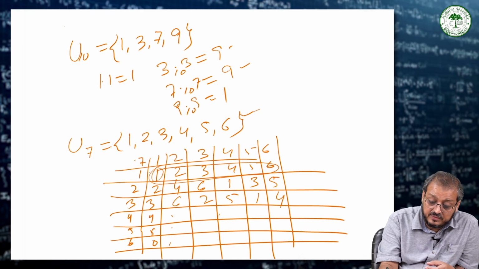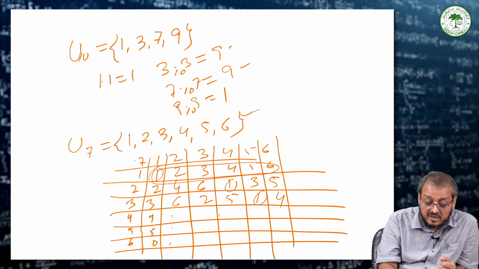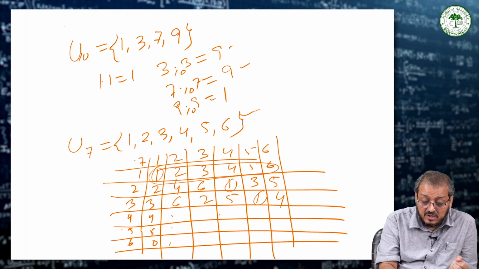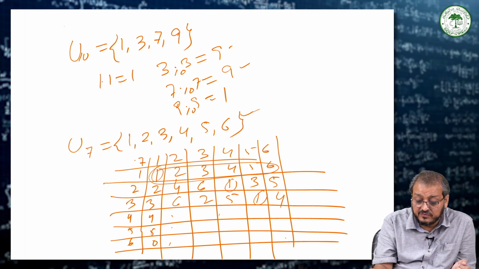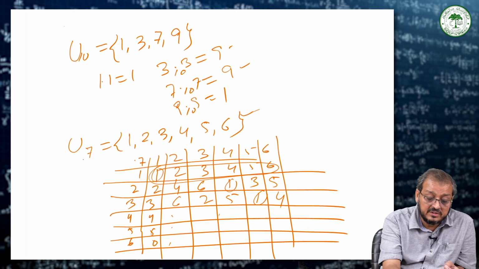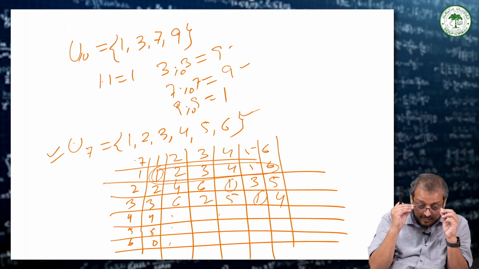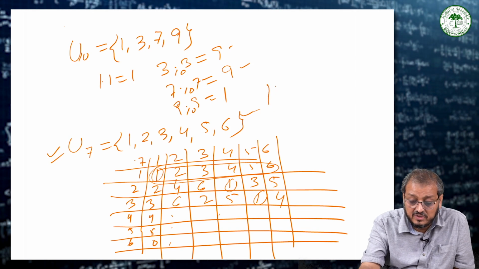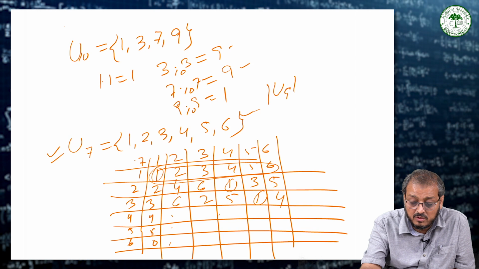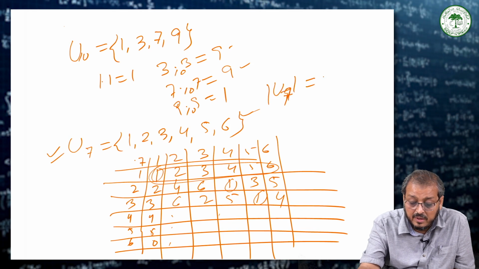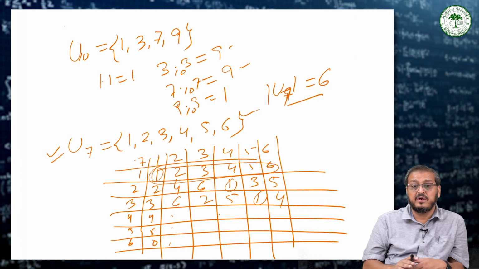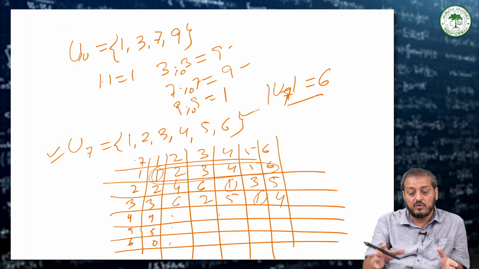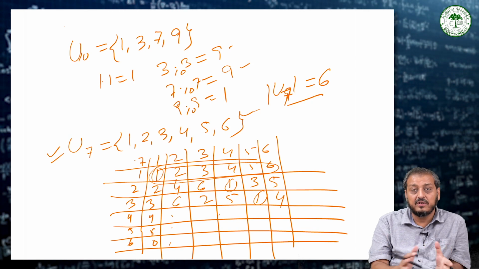Each and every row contains the identity element. Similarly, finding all these entries completes the table. So U7 also forms a group under multiplication modulo 7, and the order of U7 is equal to 6. It forms a group under multiplication, as shown by the Cayley table.